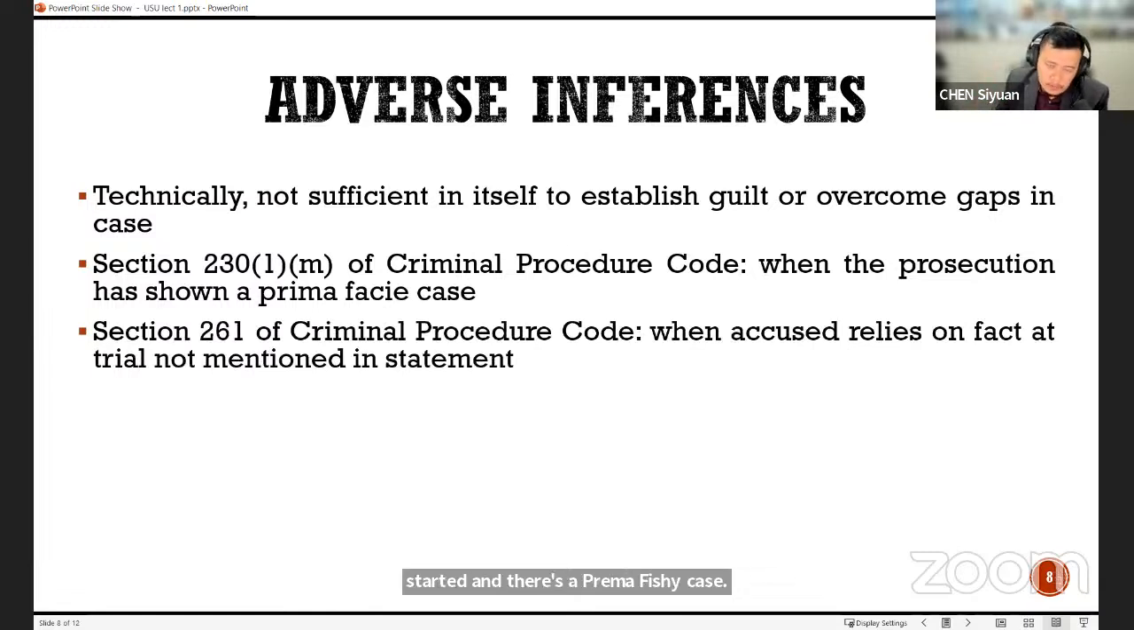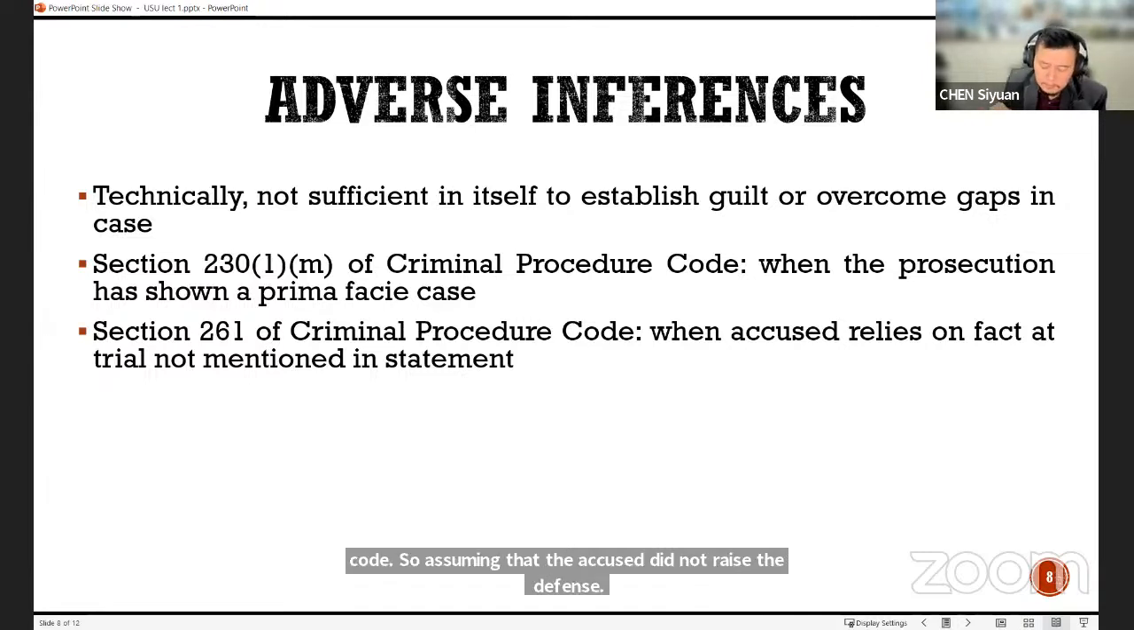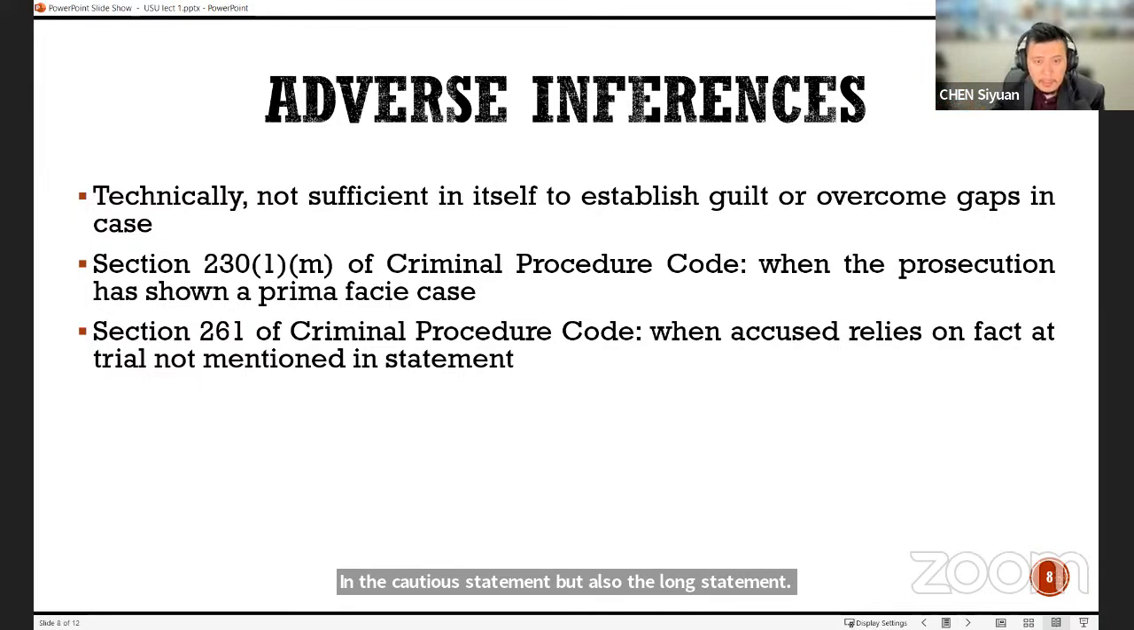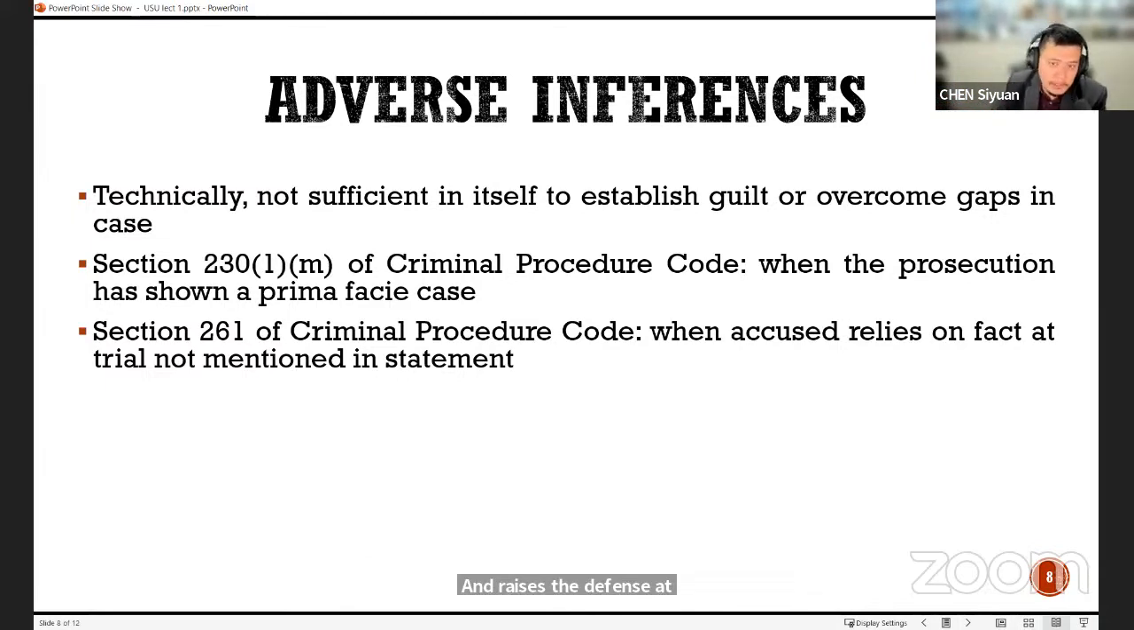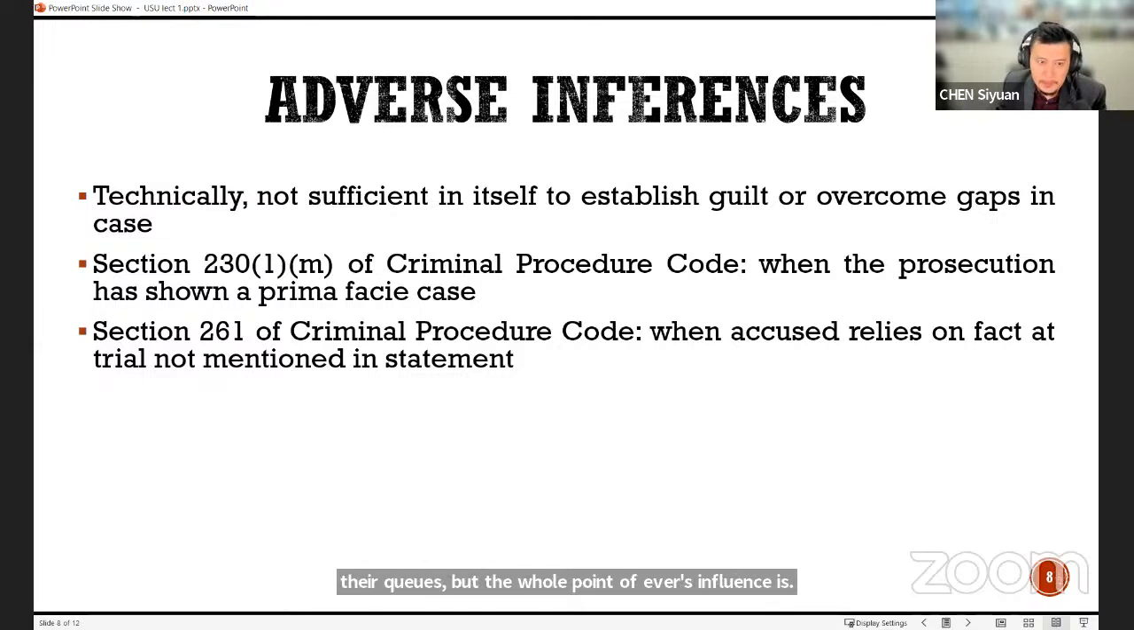And then we have Section 261 of the Criminal Procedure Code. So assuming that the accused did not raise a defense in the cautioned statement, but also the long statement, and raises the defense at trial, the court can say, too late, we don't believe you. It may not conclude that way. It may end up believing the accused. But the whole point of adverse inference is you're just not a credible witness. And so that's the hill that the accused needs to climb.